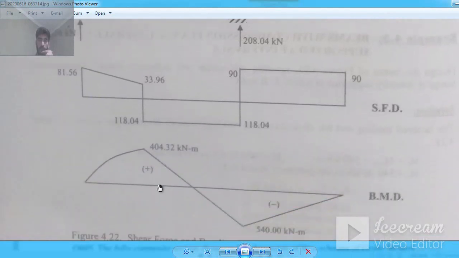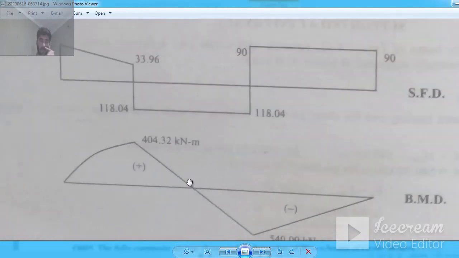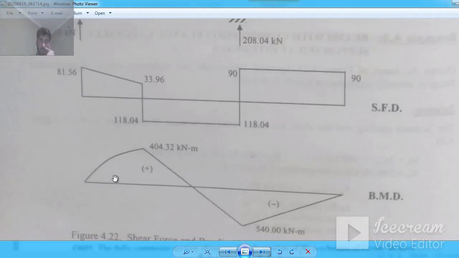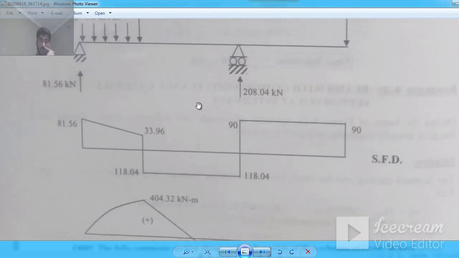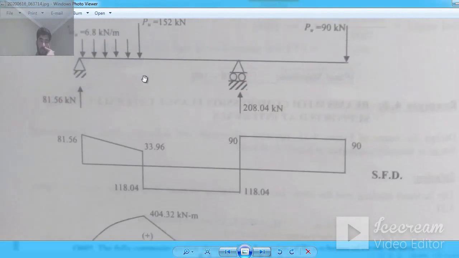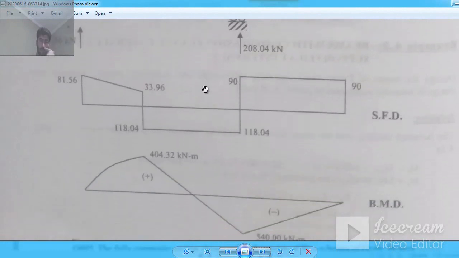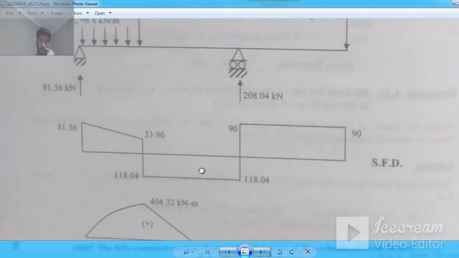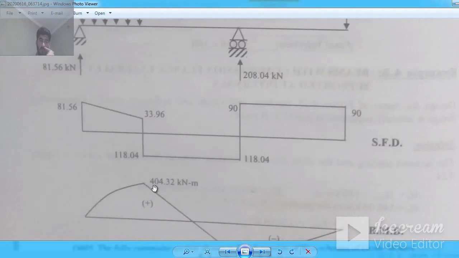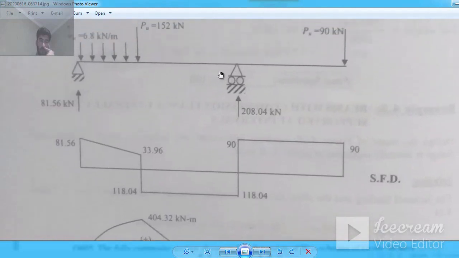At the right portion it is negative, and at the left portion it is positive. You see that 404.32 is your maximum moment, and it is just below this point. This portion is the AC portion and this portion is the CB portion. For this span we have a maximum moment of 404.32, and for this span we have a maximum moment of 540.